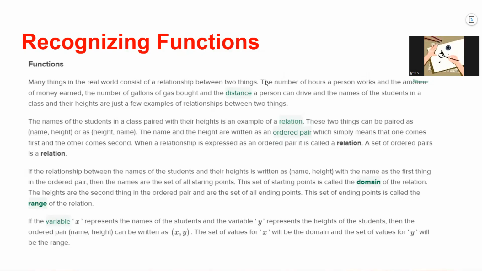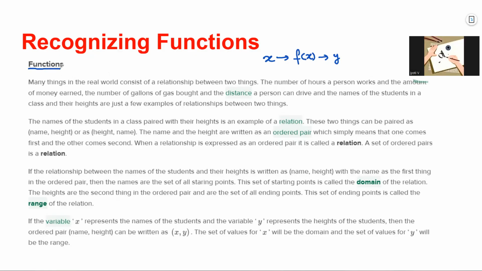In this video, we will learn about functions, especially how to distinguish between a function and a relation. So, recognizing functions. What are functions? Functions are like formulas in which we give some input, like the value of x, to a function, which is a formula, and we get a particular output. That is a function.